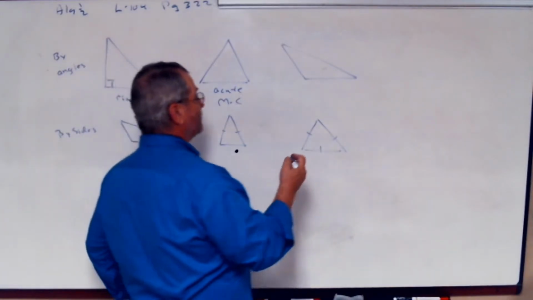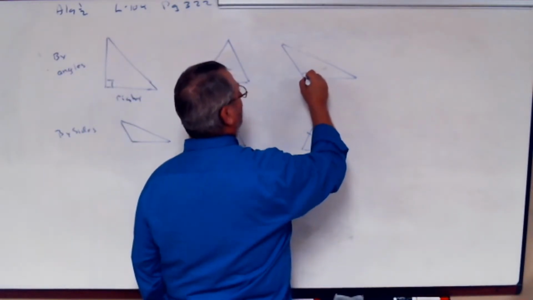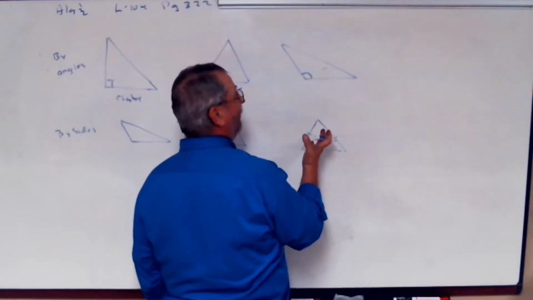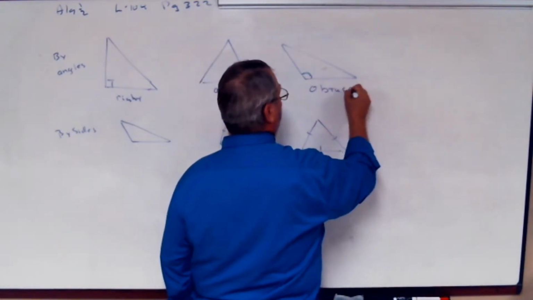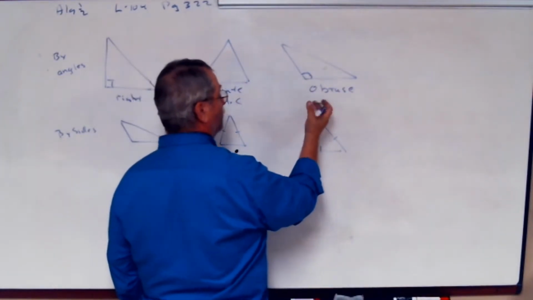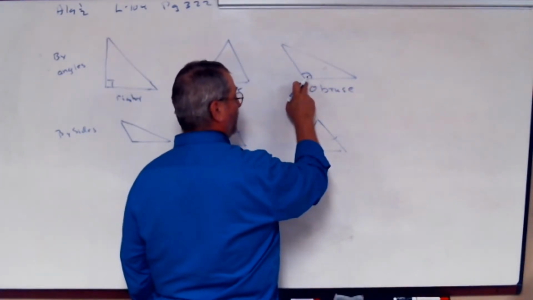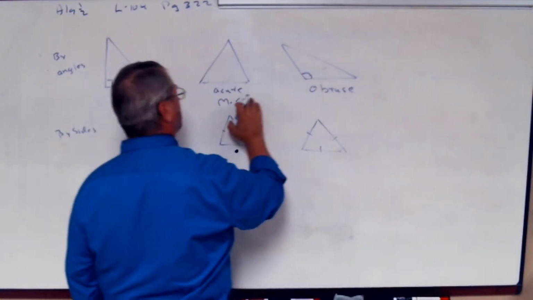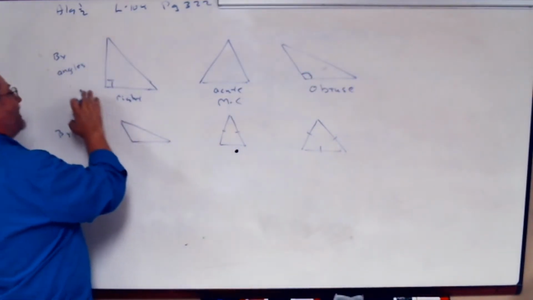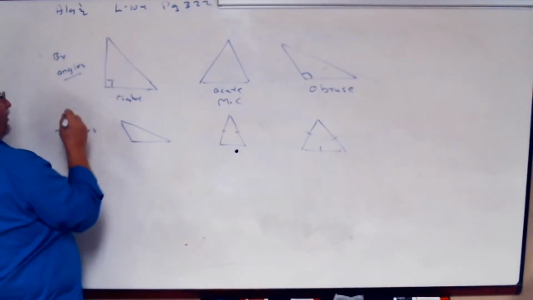This one over here has one angle that is greater than 90. Okay, this is an obtuse triangle. Whatever this angle is, it's greater than 90. These two are acute, don't care, this is obtuse. This is acute, this is right, by angles.